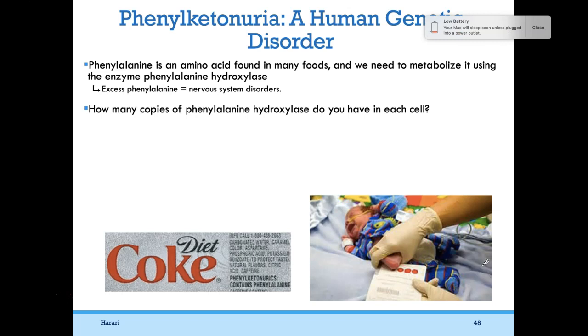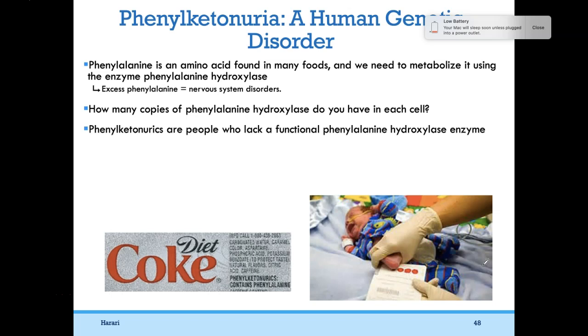If you have excess phenylalanine, that's really bad. That can cause nervous system disorders and a lot of complications down the road. So you don't want to have excess phenylalanine. It's important that we have this enzyme, phenylalanine hydroxylase, always getting rid of excess phenylalanine. Great. How many copies of phenylalanine hydroxylase do you have in each of your cells? You have 2, right? You got 1 copy from mom and 1 copy from dad.